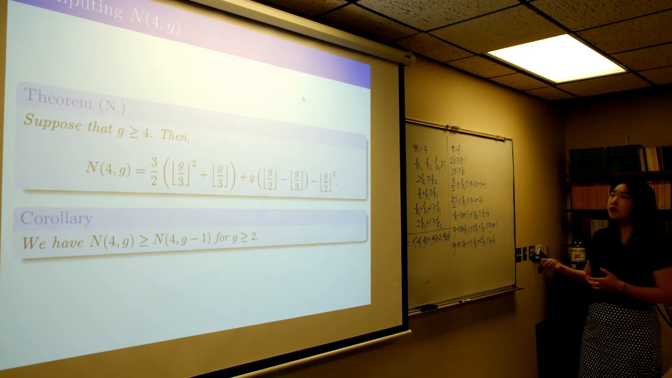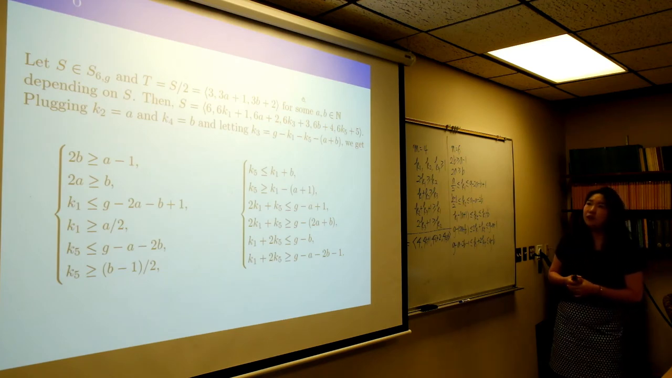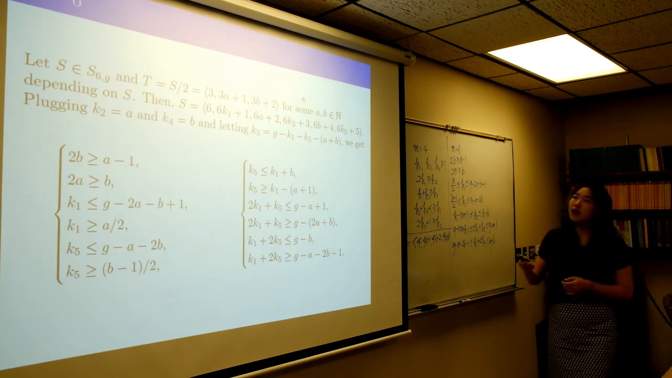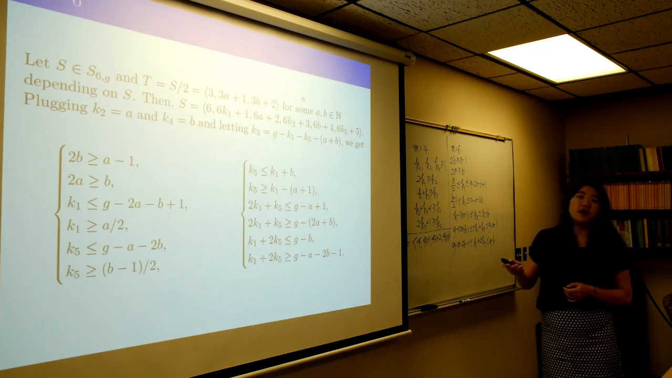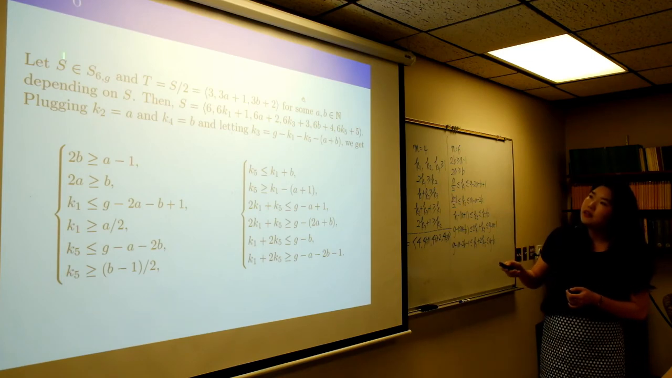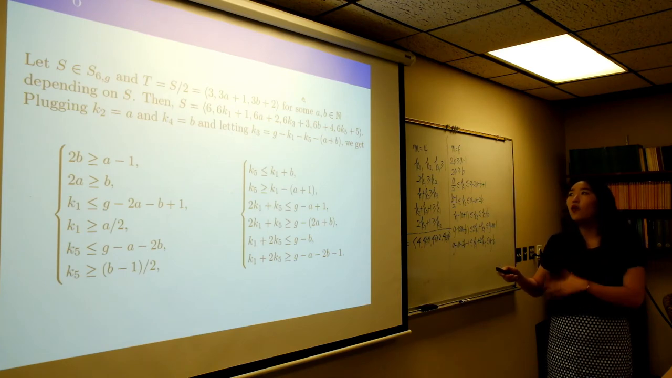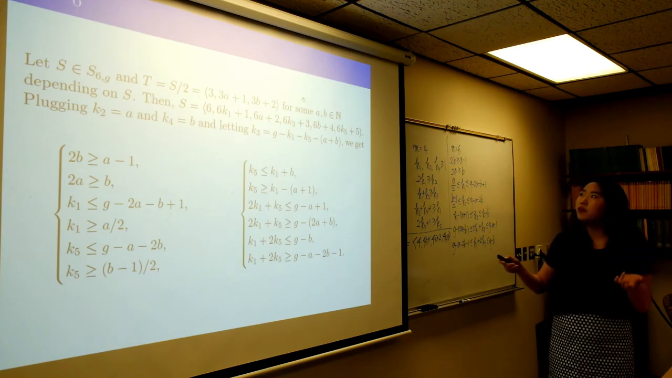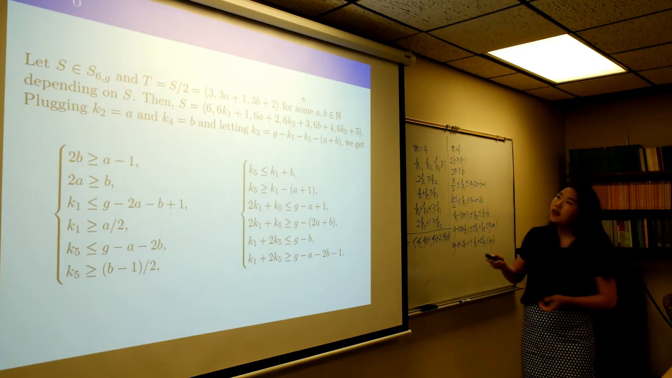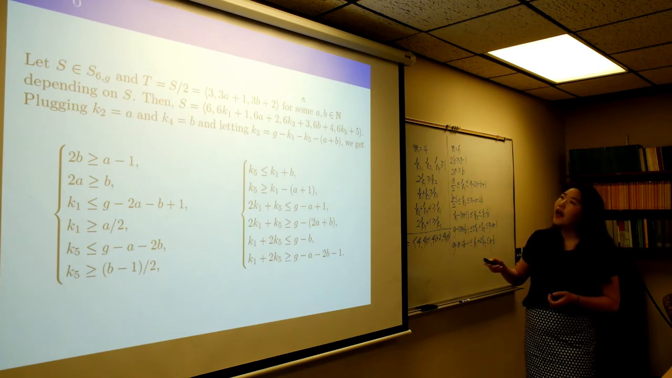And now we're going to try to extend this to when m is equal to 6. So I'm not doing it for m equal to 5 because I want to use this rule, quotient by 2. So S is in S6G, with multiplicity 6 and genus G, and T is S quotient by 2. So we have 3A plus 1, 3B plus 2 for some A being here. Then by multiplying by 2, S has to be generated by 6, 6A plus 2, 6B plus 4, and some odd numbers in here.